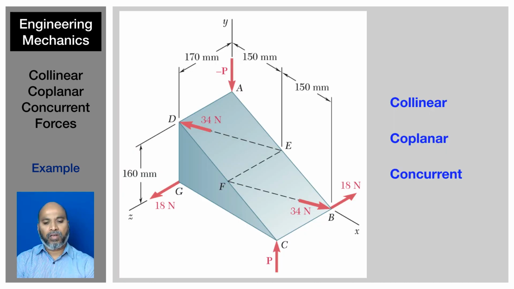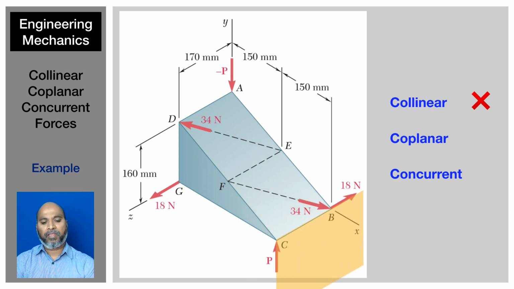Now the final example. In this one, how many forces are there? 1, 2, 3, 4, 5, 6. 6 forces. Are they collinear? Do their lines of action lie on the same line? Of course not. It's very simple. We know that. Are they coplanar? Look, if you take this plane, you can say at least 2 of the forces are coplanar.